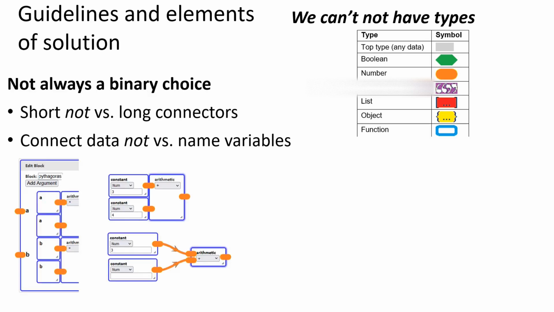Another important insight is that we don't have to make a binary choice between certain things. So one is, for example, do I use a long connector like here? Or do we use a short one as it is here? Well, that doesn't matter. Or do I name a variable as we do here? The named variable becomes a block. Or do we use a connector? Again, it doesn't matter much.